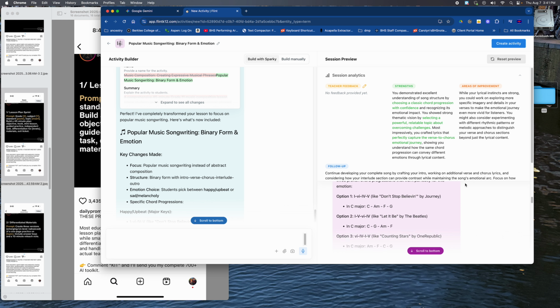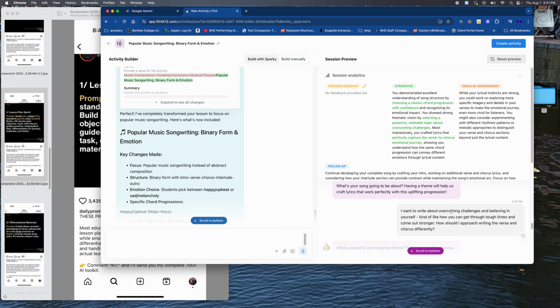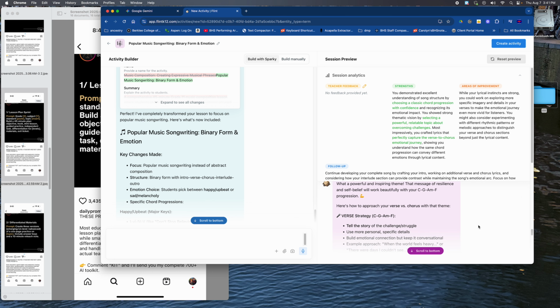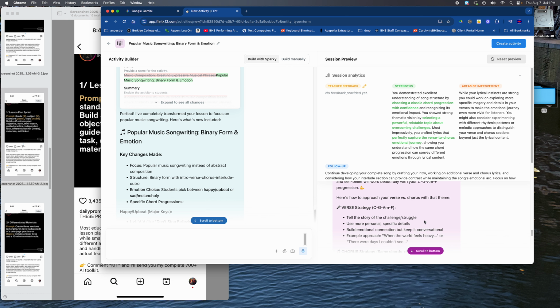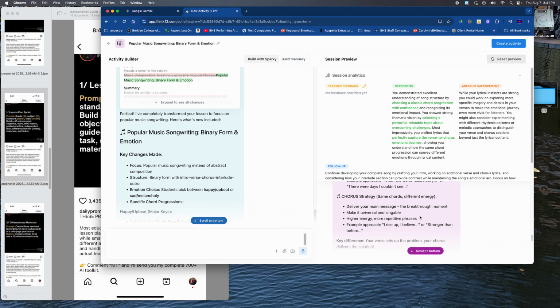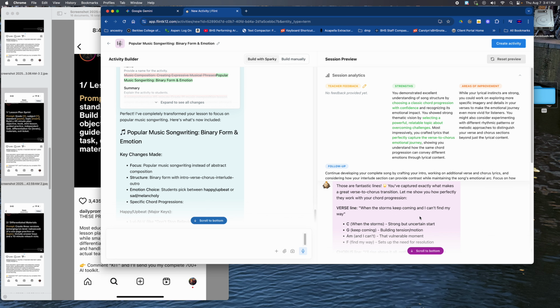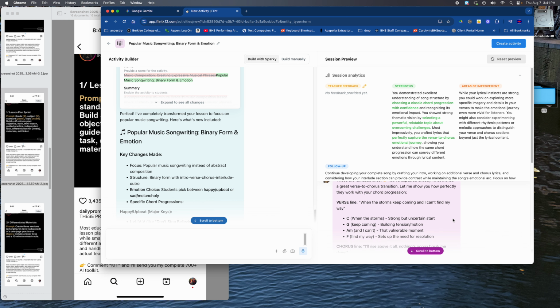So basically they go through the whole lesson, and this is a simulation, so I wanted to write about overcoming challenges and believing in yourself. So then they give some suggestion for a chord progression, and the student can write for the verse, maybe something like when thunderstorms coming in, so it's interactive. So the Flint or the Sparky character interacts with the particular student.